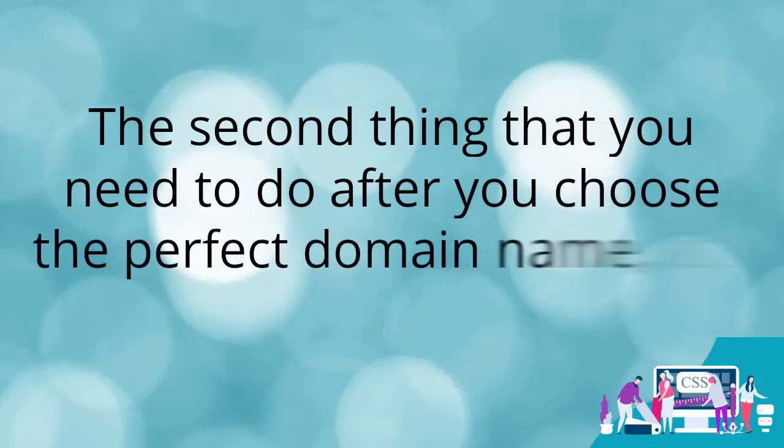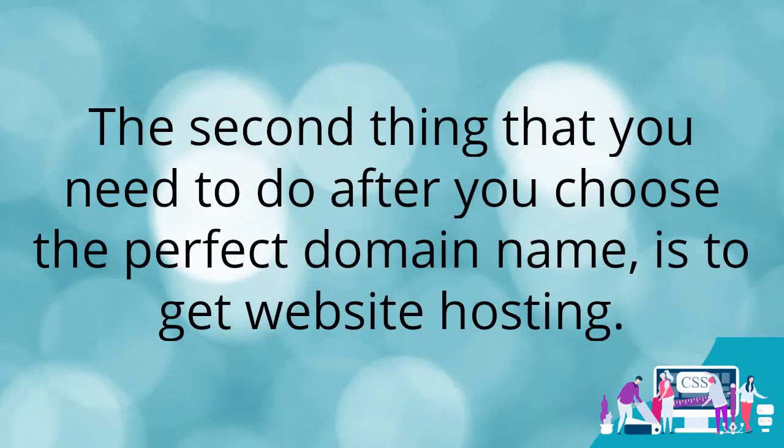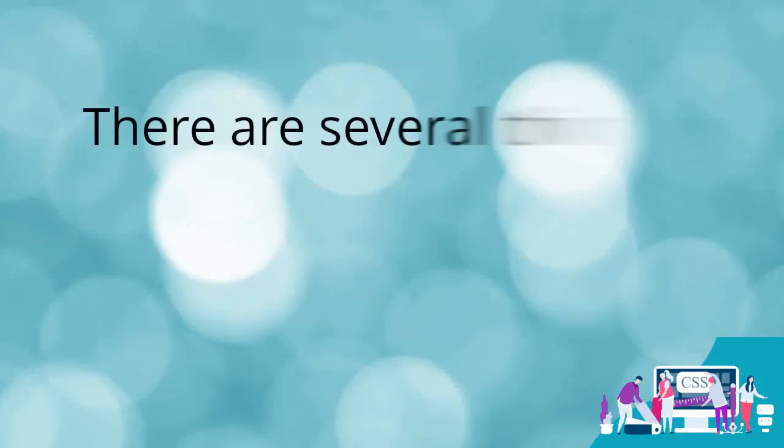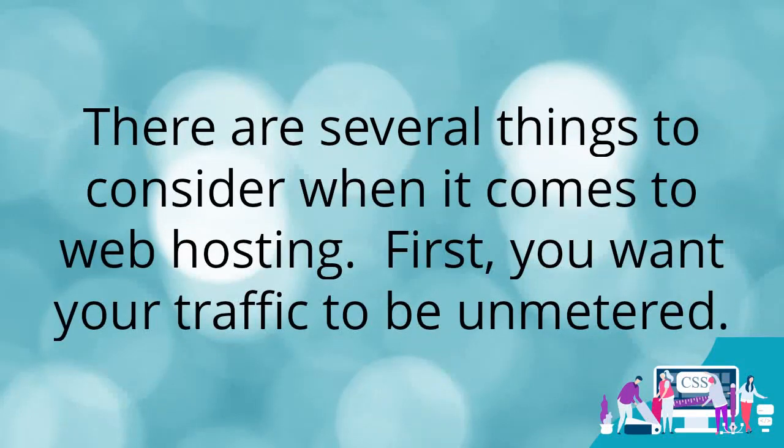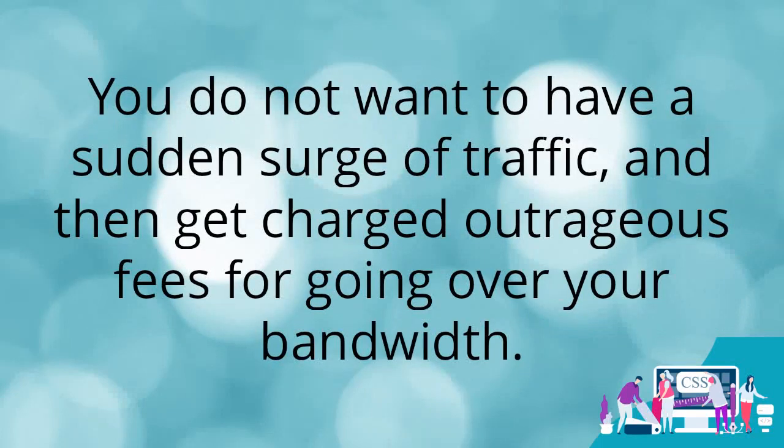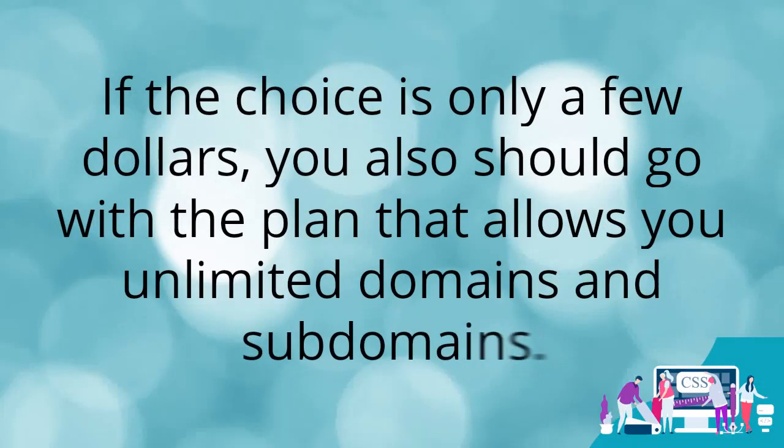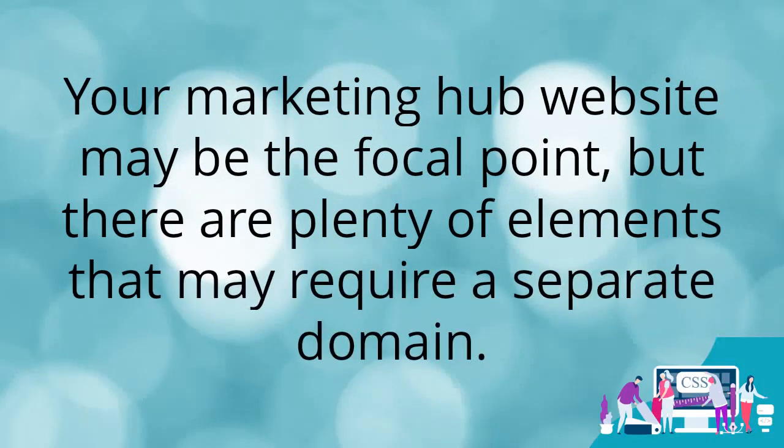The second thing that you need to do after you choose the perfect domain name is to get website hosting. There are several things to consider when it comes to web hosting. First, you want your traffic to be unmetered. You do not want to have a sudden surge of traffic and then get charged outrageous fees for going over your bandwidth. If the choice is only a few dollars, you should also go with the plan that allows you unlimited domains and subdomains. Your marketing hub website may be the focal point, but there are plenty of elements that may require a separate domain.